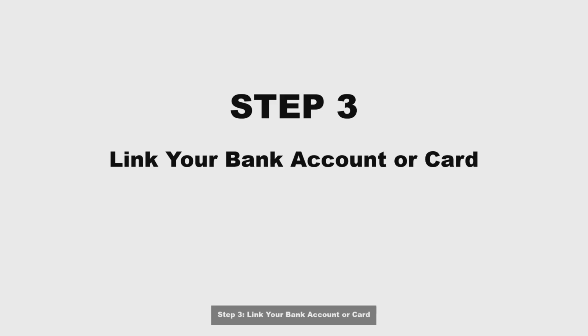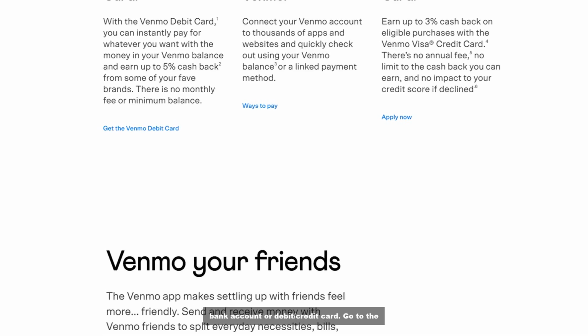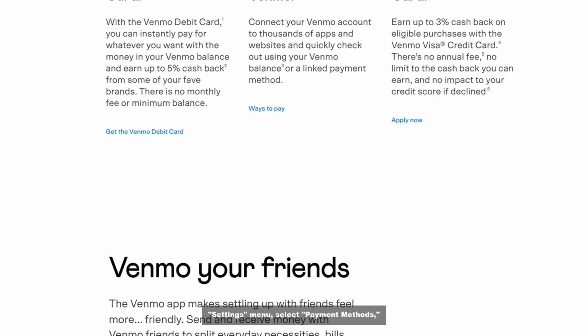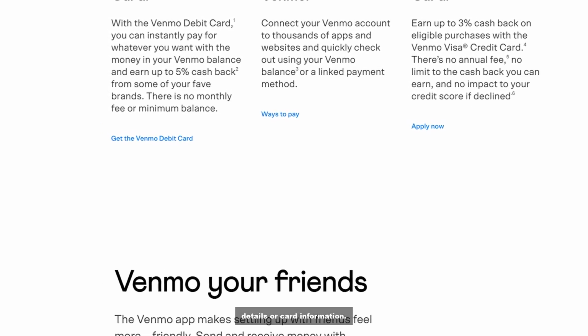Step 3. Link your bank account or card. To verify your account, you need to link a bank account or debit/credit card. Go to the Settings menu, select Payment Methods, and follow the prompts to add your bank details or card information.